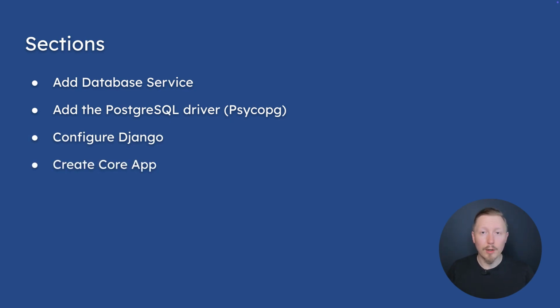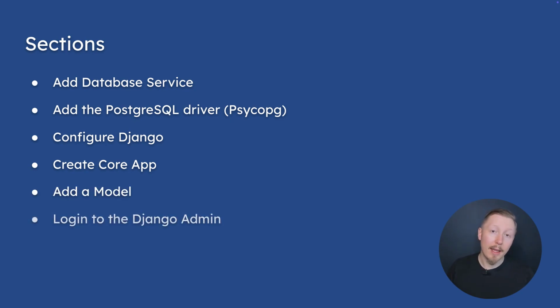And we're also going to be creating a simple core app in our Django project. That's where I like to keep all of the database code for my projects. We'll be adding a very basic database model to the Django project, and then we'll be logging in to the Django admin to test that the database is set up properly.